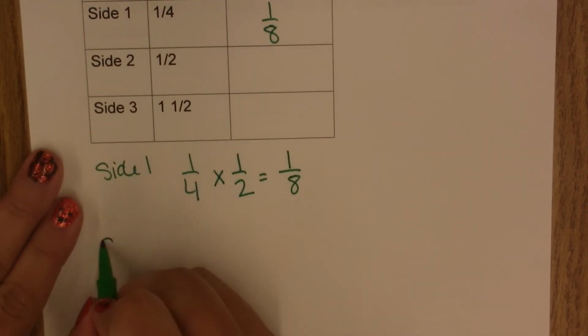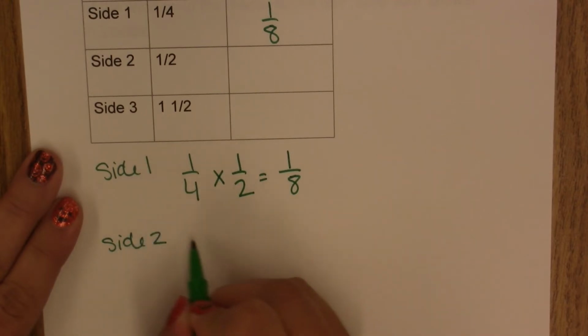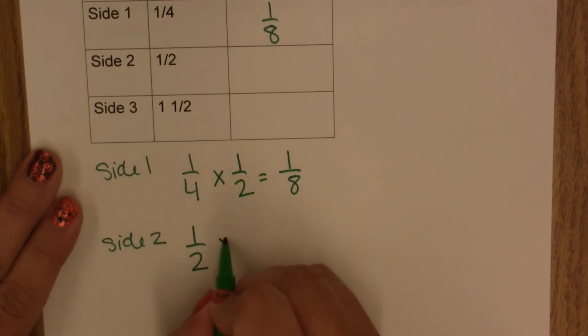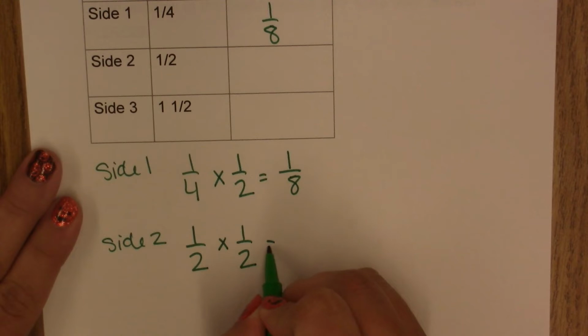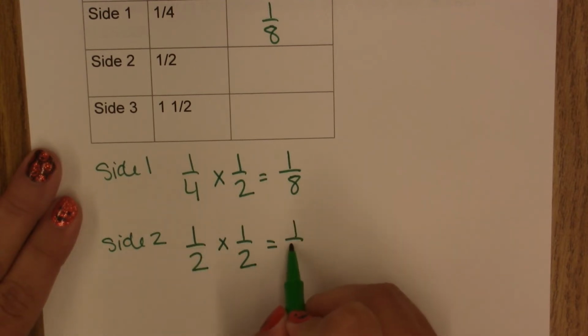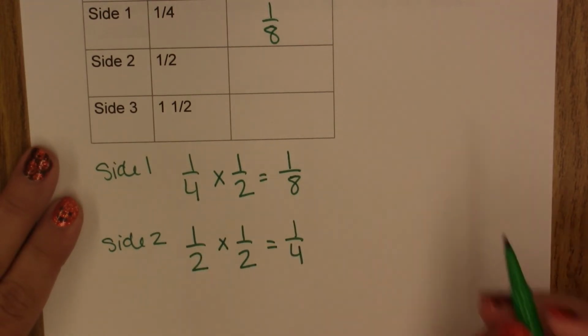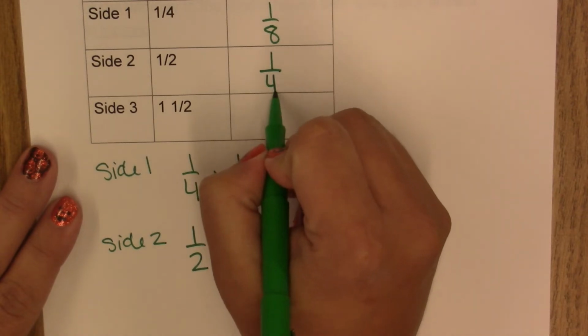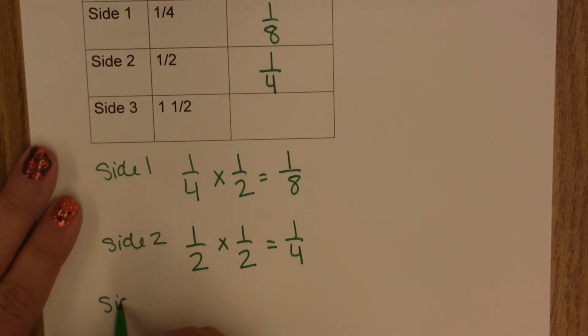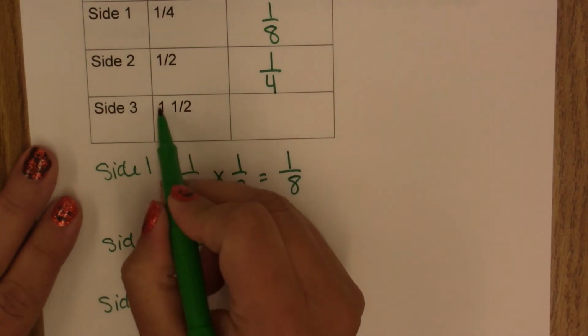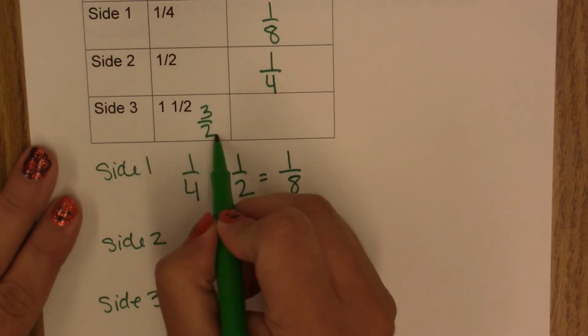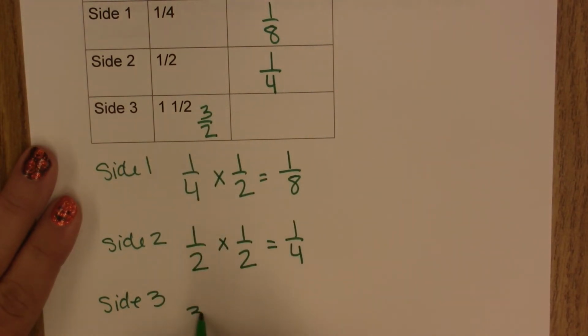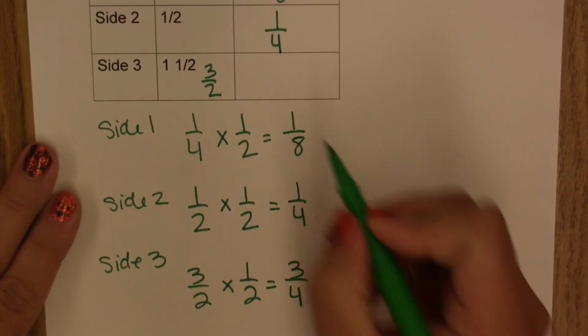Okay, side 2. We have an original side length of 1/2. We're applying a scale factor of 1/2. When we multiply, we get a new side length of 1/4. And then side 3, I have 1.5, which is the same thing as 3/2. So I have an original side length of 3/2. I'm applying a scale factor of 1/2. And I get an ending side length of 3/4.